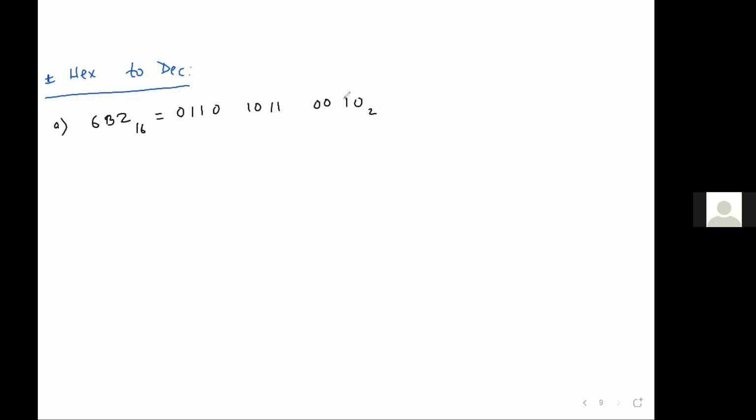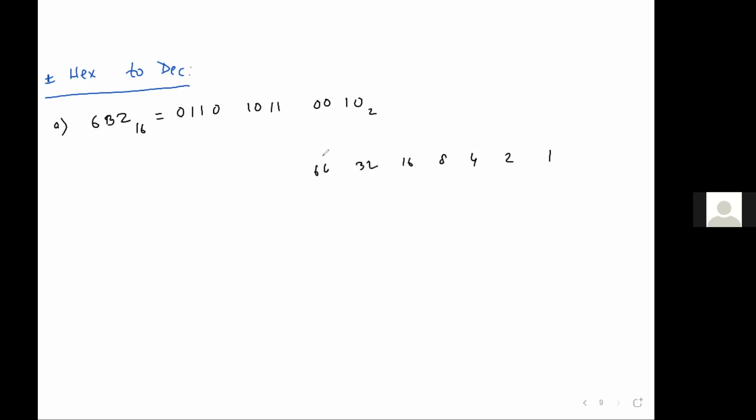Then tell me, what is our process? How can we convert from binary to decimal? By using weights, definitely. So how many bits do we need? 1 2 3 4 5 6 7 8 9 10 11 12. So we have got 12 bits. So start with 1, then 2, 4, 8, 16, 32.